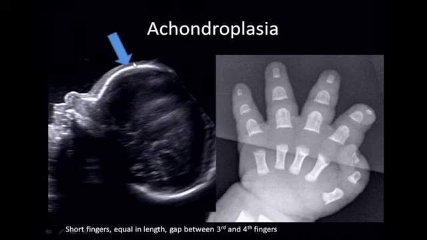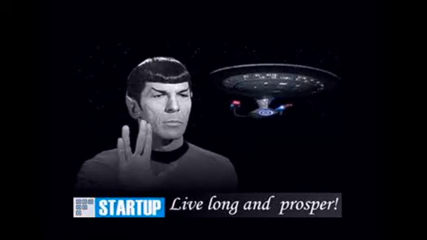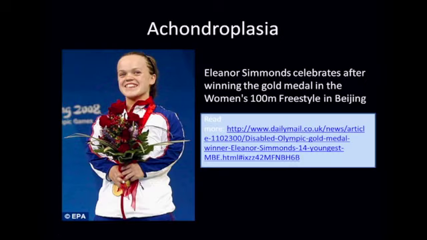Here's an example of frontal bossing, which is another feature that you see in achondroplasia. You have a rounded protuberance of the frontal bone, and there's a characteristic appearance in the hand where the fingers are short, but they're equal in length, and there's a gap between the 3rd and 4th fingers. Now, I'm a Trekkie, have been for years, and Mr. Spock is certainly not achondroplastic, but he does a lovely example of that gap between the 3rd and 4th fingers, if that helps you to remember that sign.